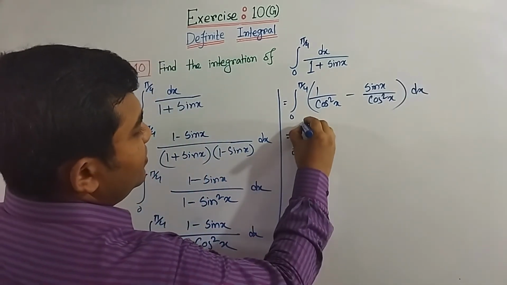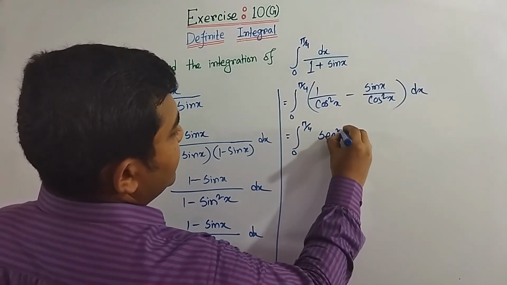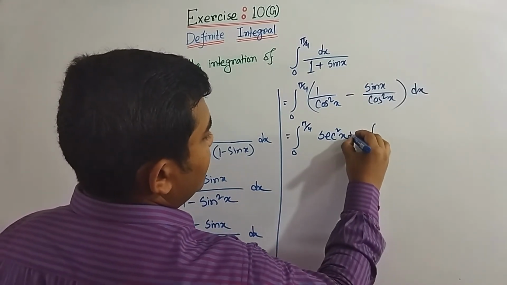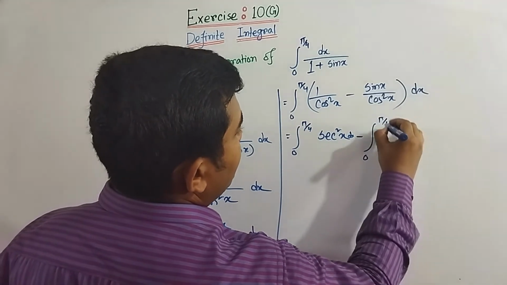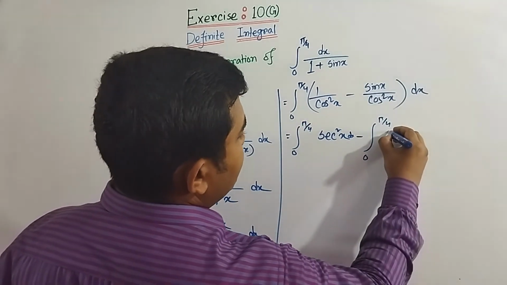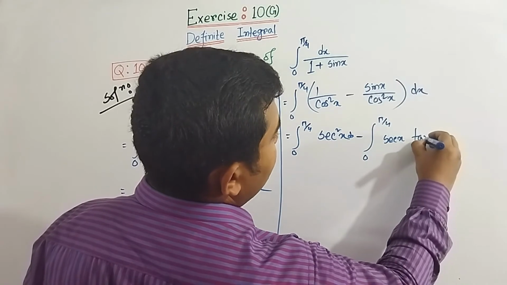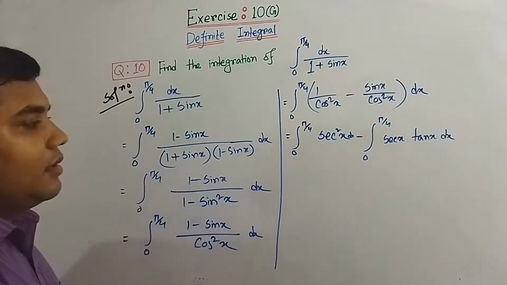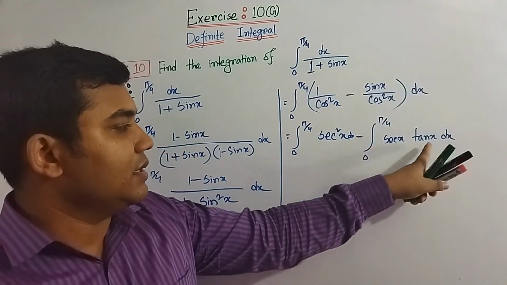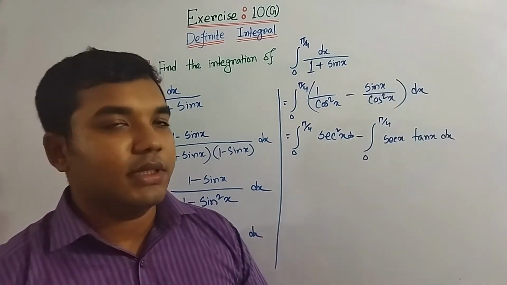Then from 0 to pi by 4, 1 by cos square x is what? Exactly sec square x, and the other term can be written as sin x by cos x, that is tan x, and 1 by cos x, that is what? Sec x. So sec x into tan x dx. Dear students, I think you can all understand what I wanted to say here: sin x by cos x is tan x, and one cos x will be left in the denominator, that is 1 by cos x, sec x.